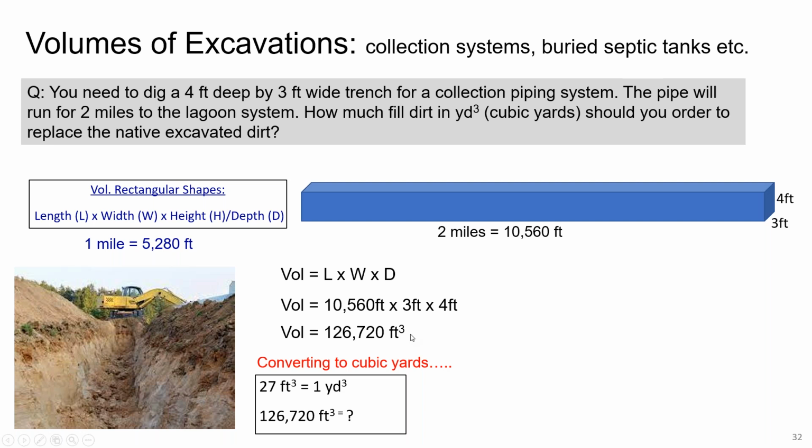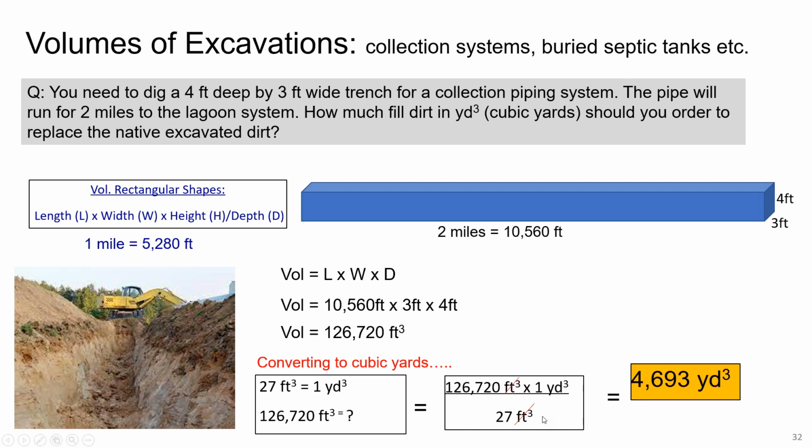So we have to go one extra step and convert these cubic feet into cubic yards. From our formula sheets or from our general knowledge, we know that 1 cubic yard is equivalent to 27 cubic feet. As you set up your problems, make sure you set them up correctly so that you know what is cross multiplying with the other. So 126,720 cubic feet multiplied by 1 cubic yard divided by 27 cubic feet. Cubic feet and cubic feet cancel, and our answer is 4,693 cubic yards, because cubic yards is the unit that did not cancel here.